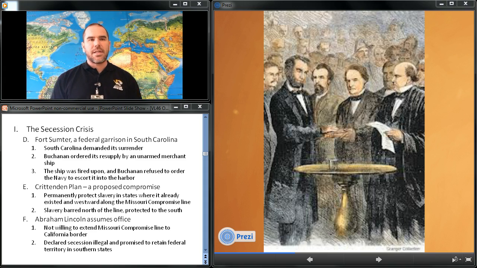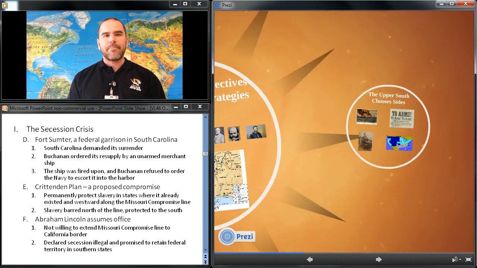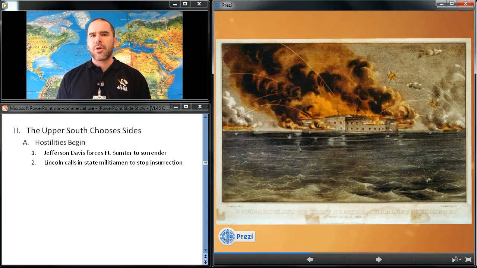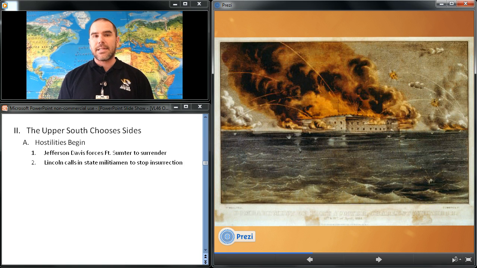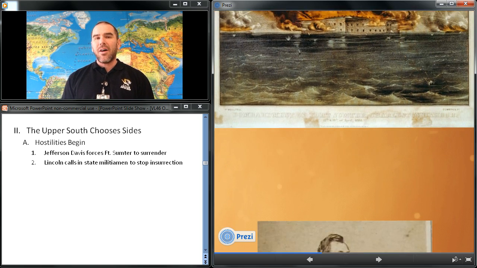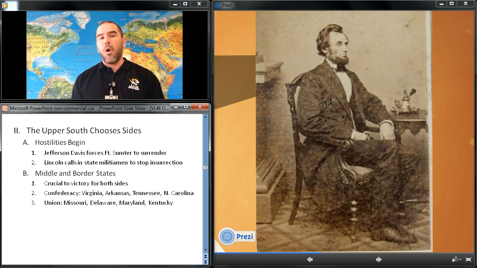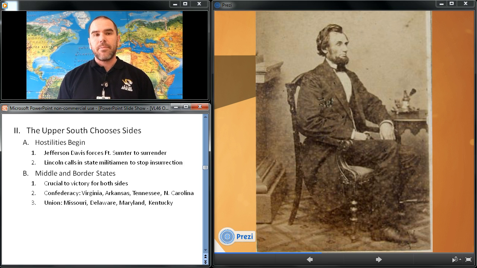So, our next section is the Upper South chooses sides. Jefferson Davis forced the surrender of Fort Sumter on April 14th of 1861. Lincoln called in state militiamen to put down the insurrection. Although some Northerners were wary of Lincoln's Republican administration, they remained supportive of the Union cause and responded positively to Lincoln's call for the mobilization of the militias.